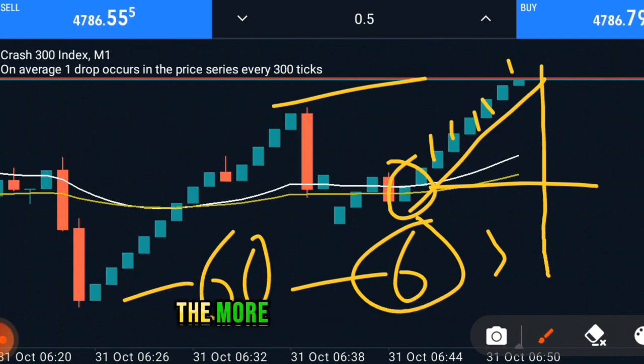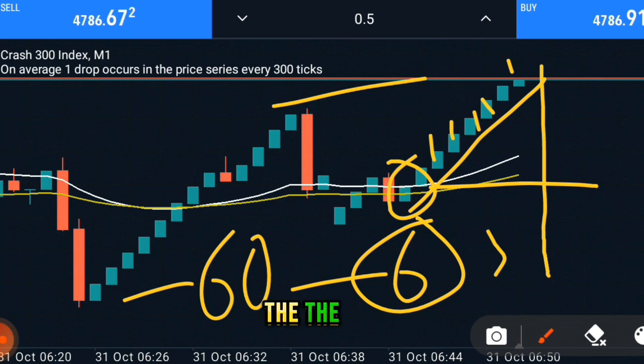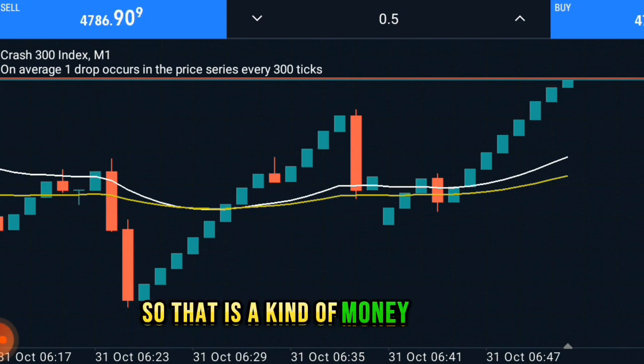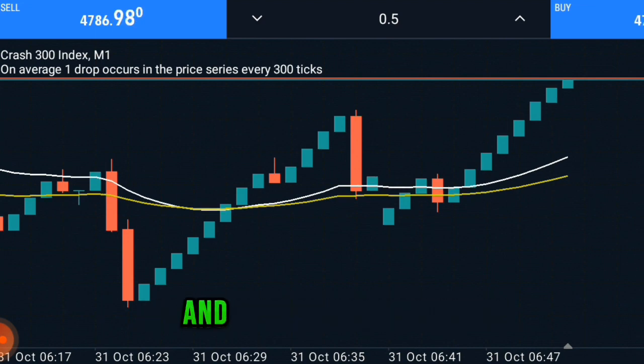And you know, the lower the loss, the lower the account, the weaker you become to trade. But the more profit, the more strength. So there is a kind of money you have, you place trade randomly and you will not be afraid. So these are some of the things.